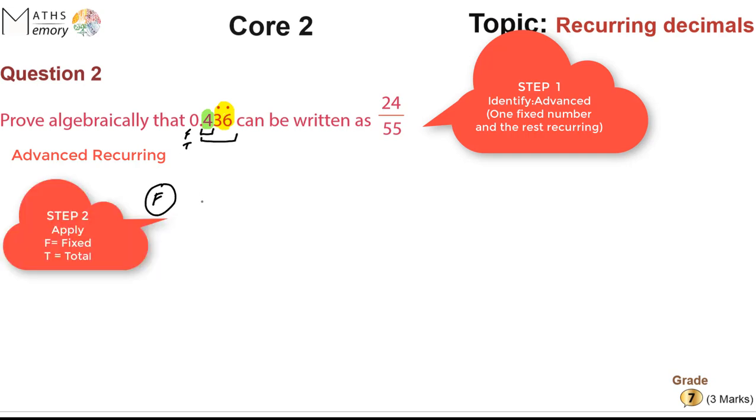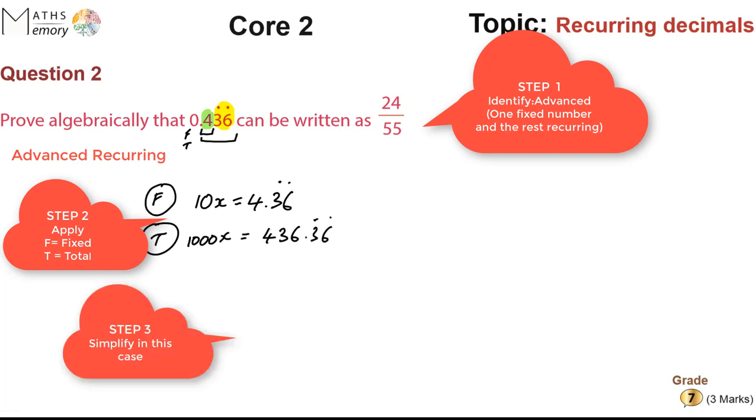So we have F, the fixed part. Now, how do we get the decimal from here to over here? This will simply be 10x. 10x equals 4.36 recurring. And let's look at the total part over here. How do we get the decimal from here right to the end after the 6? 1, 2, 3. So that will be 1000x, and that will be the same thing as saying 436.36 recurring. So these are 2, let's say, equations over here.